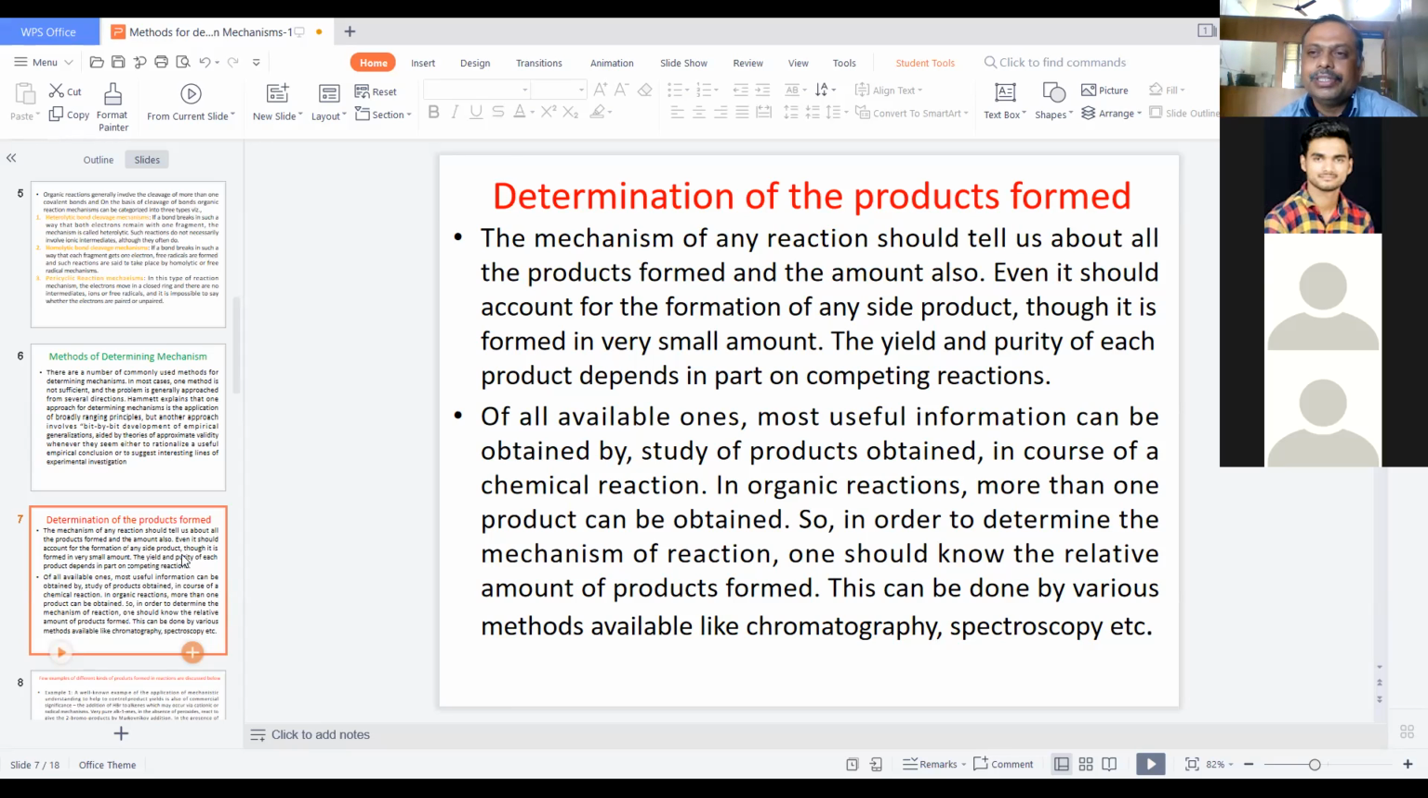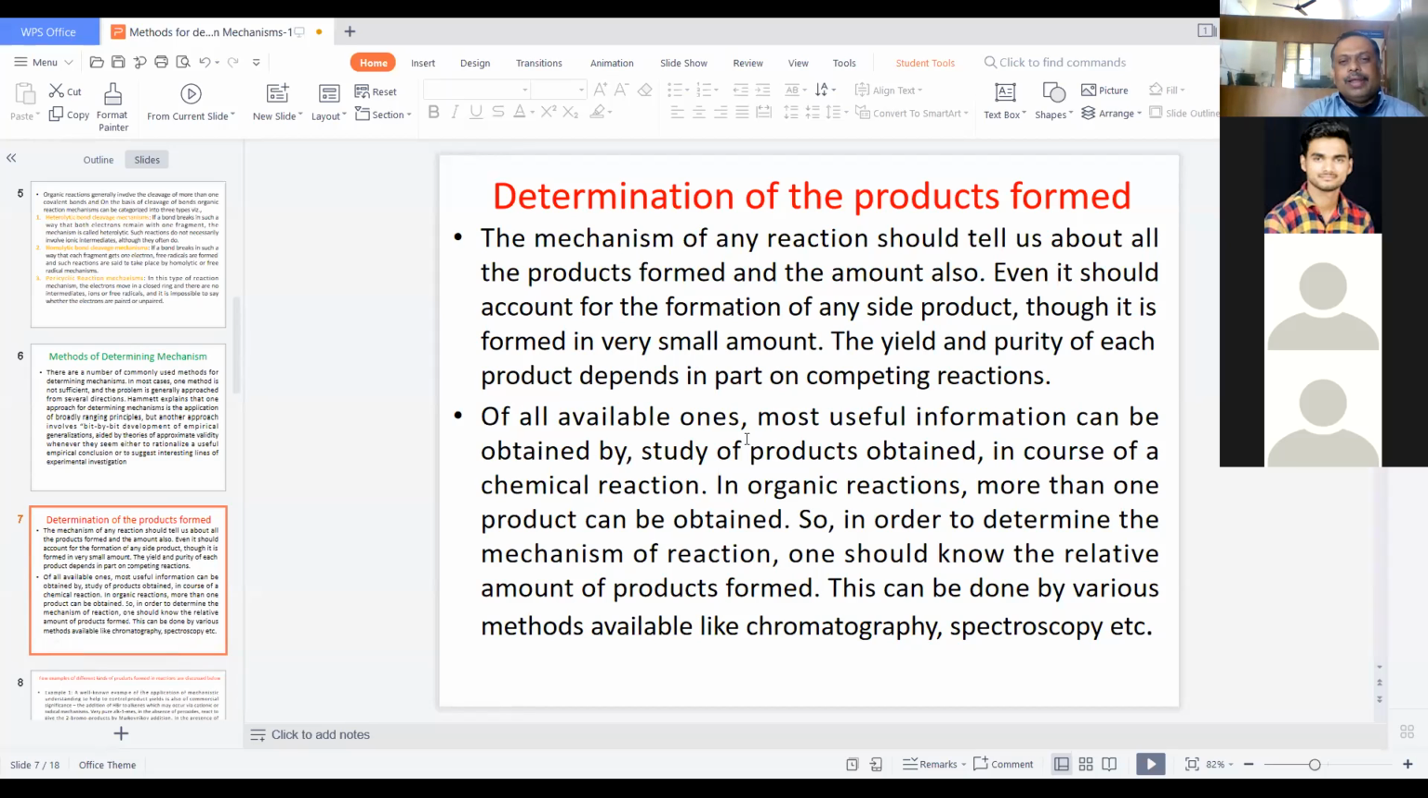We should identify which is the major product by using methods of determination of product. Even it should account for the formation of any side products. Mechanism मधून आपल्याला काही side product तयार होतोय का हे सुद्धा identify होईल, though it is formed in very small amount. जरी तो intermediate small amount मधून form होत असला तरी आपल्याला we get idea from the reaction mechanisms. The yield and purity of each product depend in part on competing reactions. Yield कशावरती depend? Yield and purity of each product depends in part on competing reactions. जी reaction just very fastly stable intermediate असेल त्यावरती त्याची yields as well as the purities depend.